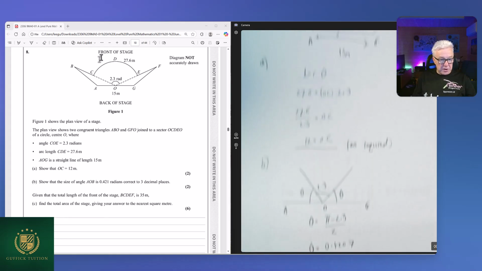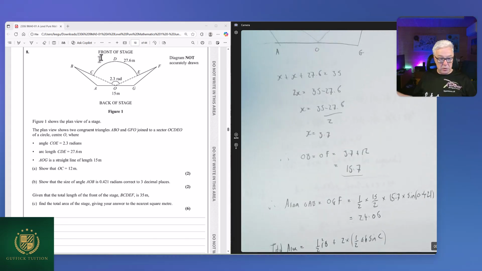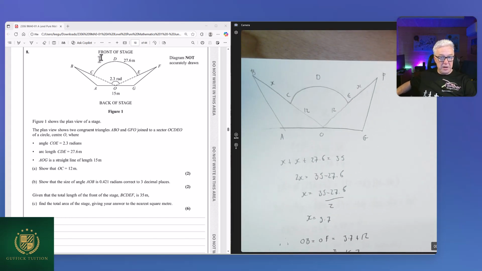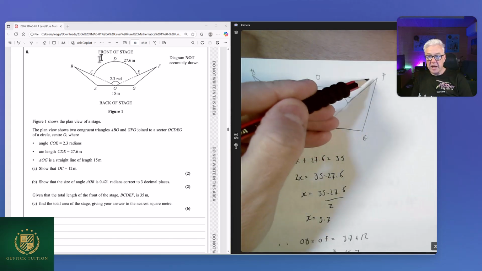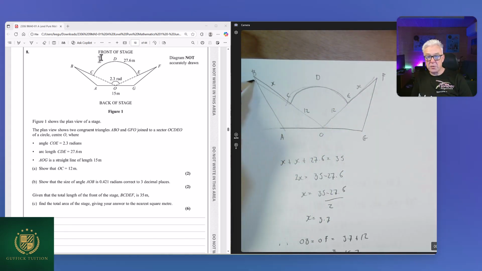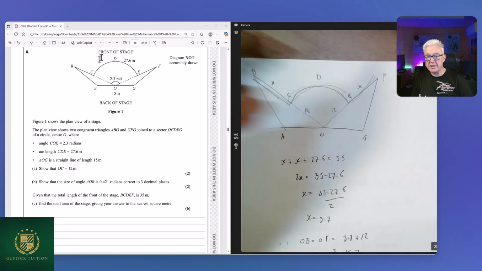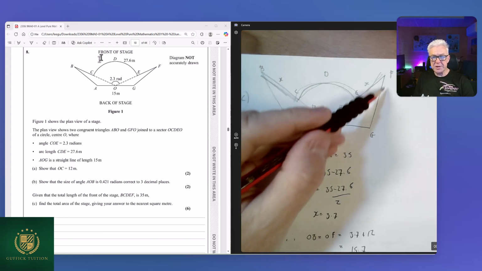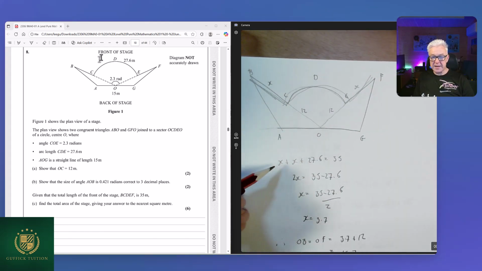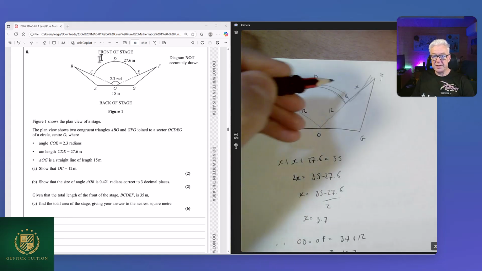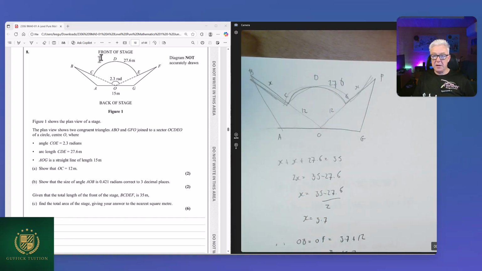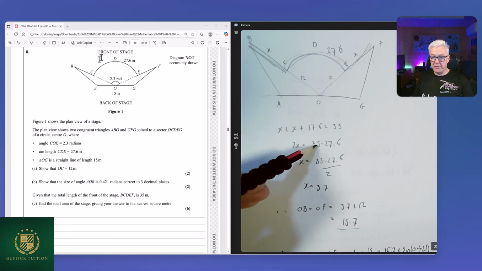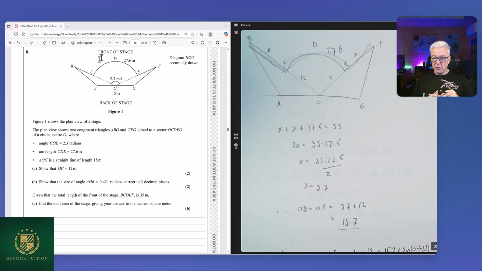Now, the next bit, given that the total length of the front of the stage is equal to 35 meters, find the total area of the stage, giving your answer to the nearest square meter. So the front of the stage, so this one, add this one, add this one. That, add that, is equal to 35. For the sake of argument, I've called the length BC, which is the same as the length EF, x. So we have 2x add 27.6, because remember that's 27.6 there, is equal to 35. And from that we can work out x. So 2x is 35 take away 27.6, and x is therefore 3.7.